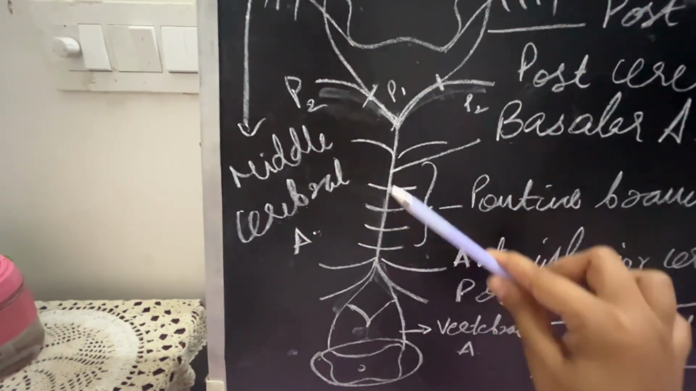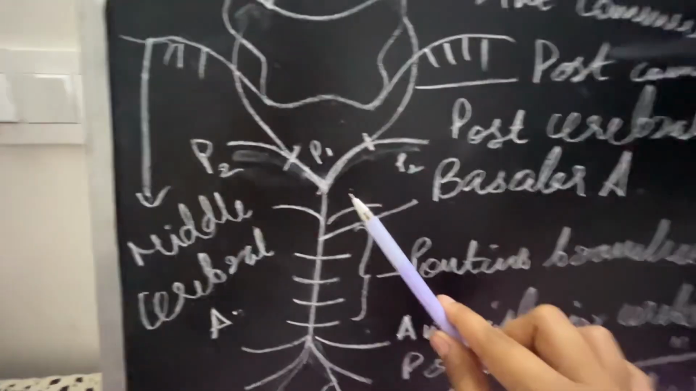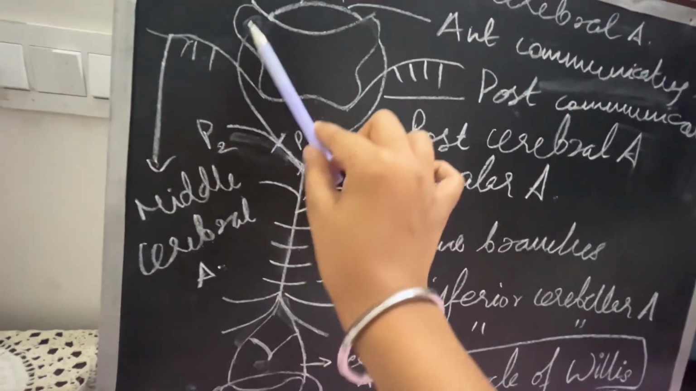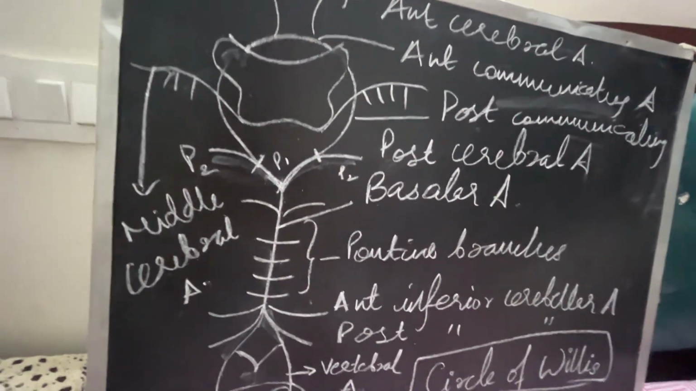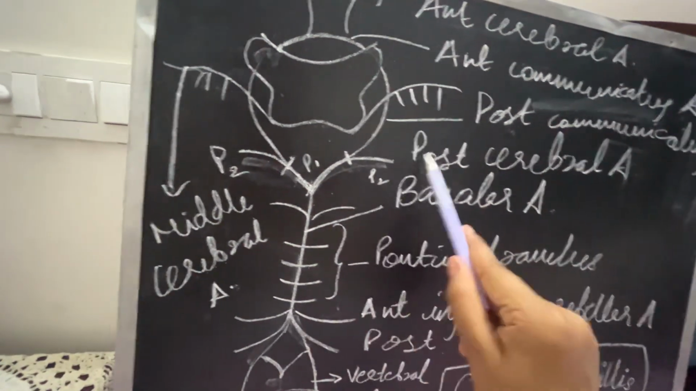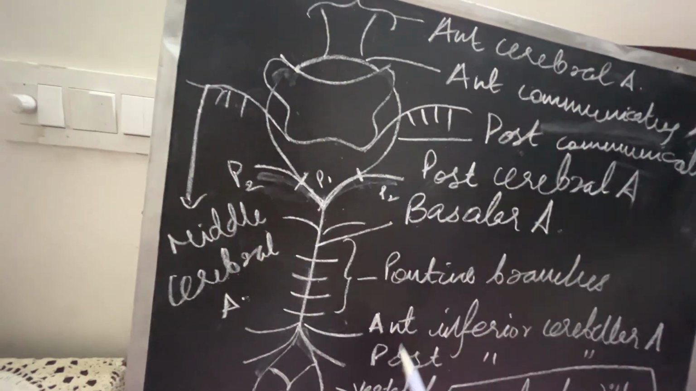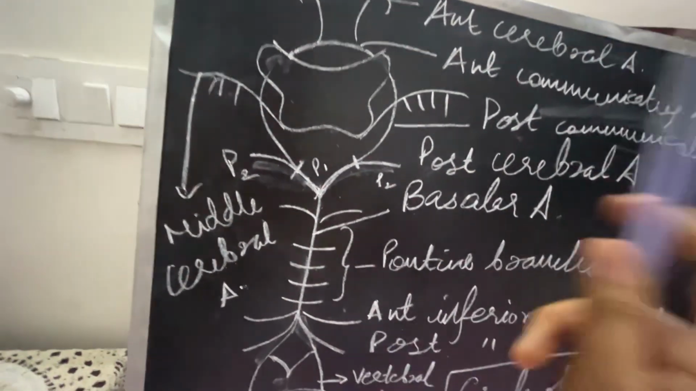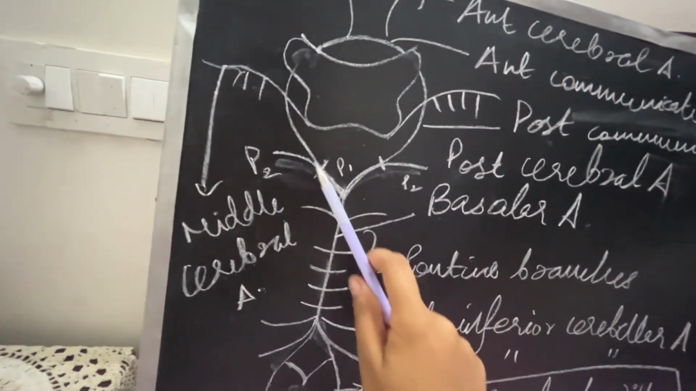Then we go upward. This basilar artery is divided into two, and then it forms a circle here, and this is known as the Circle of Willis. Now these two branches into which it is divided are the posterior cerebral arteries. Post means posterior, and here means anterior. So these are the posterior cerebral arteries.